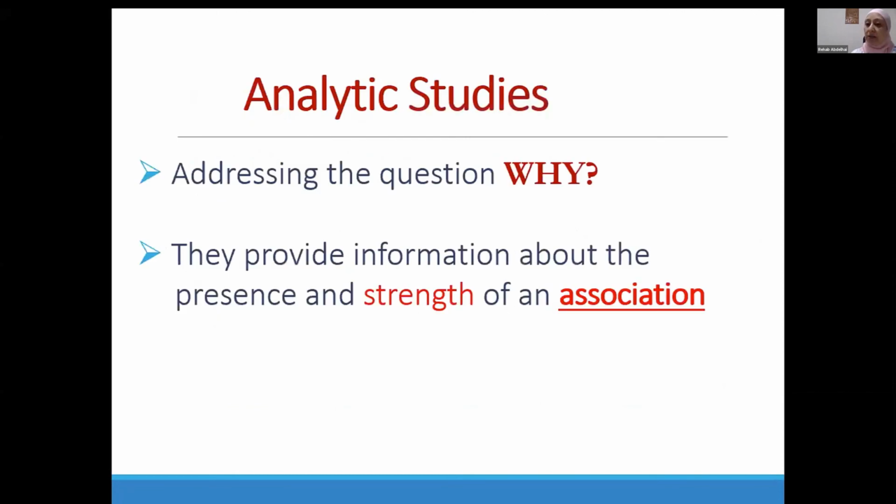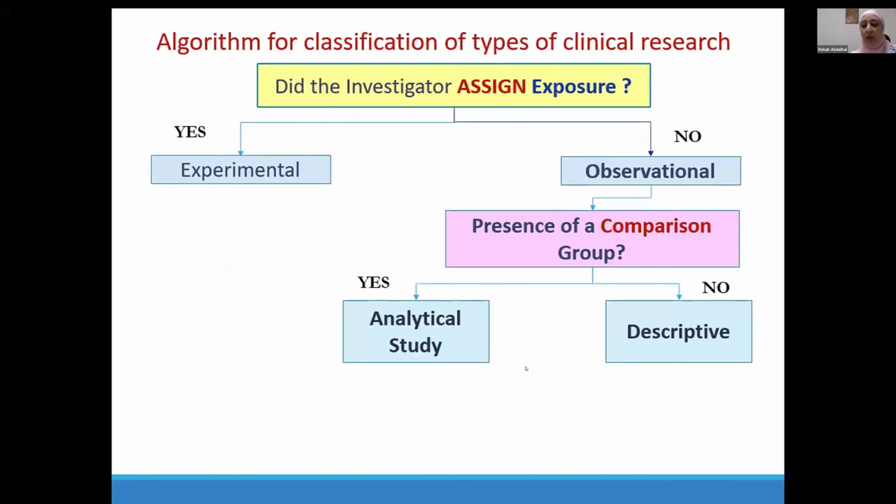Analytical studies, on the other hand, are studies that address the question, why are certain groups of people having a certain disease while others don't? So it's the question of why. And they provide information about the presence or absence and the strength of an association. So going back to my algorithm, if I am in this arm where I have not assigned exposure, I'm just leaving everyone to do whatever they are doing.